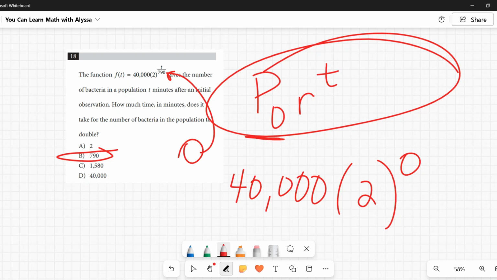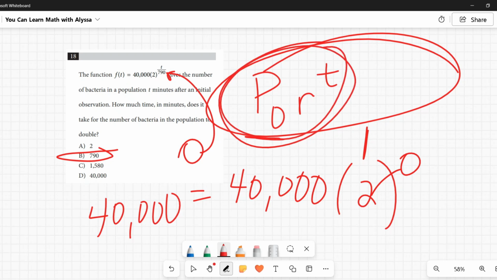So 40,000 times 2 to the power of 0. 2 to the power of 0 is 1. 40,000 times 1 is 40,000. So if you forget this equation, which is easy to forget, totally understandable, it's not provided, it's not used that often, that's how you can remind yourself which part of this represents which. When you plug in 0, you get 40,000 at 0 minutes. So you know 40,000 is the population.